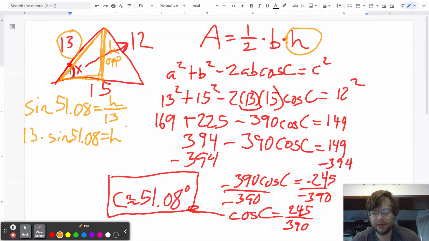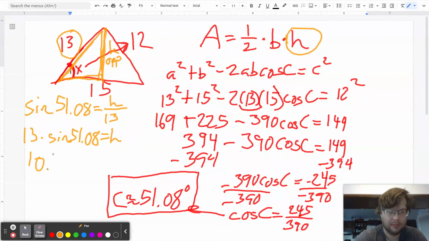So I'm going to use my phone calculator for this one because it has a sine button. So if you turn it sideways, type your angle, 51.08, hit the sine button, multiply by 13, and I get 10.11. That makes sense as the height.